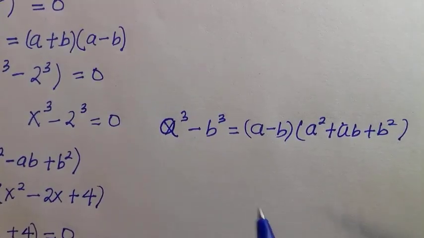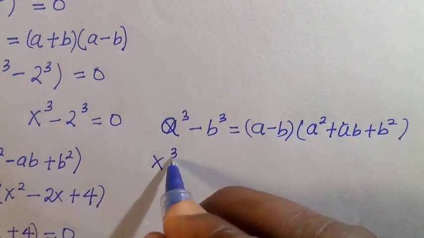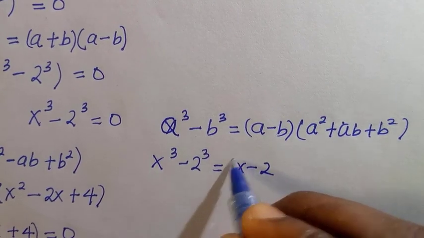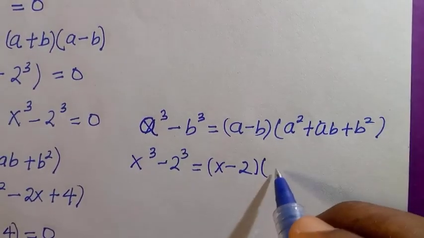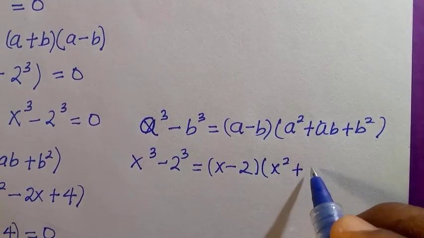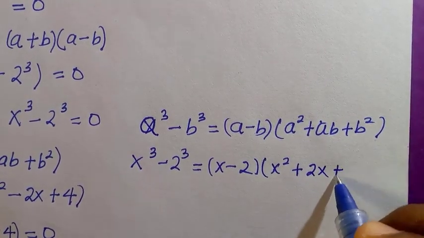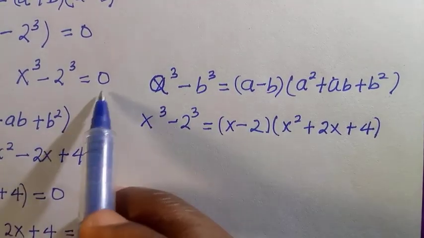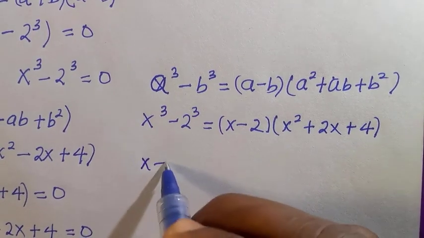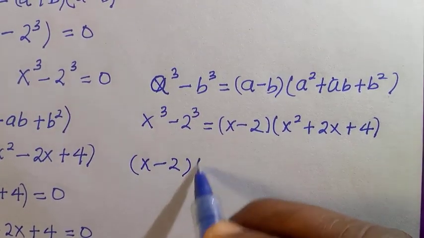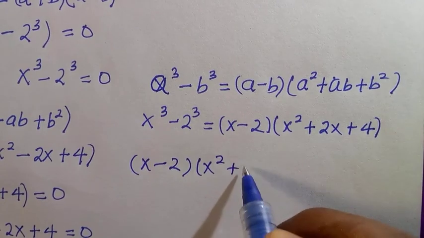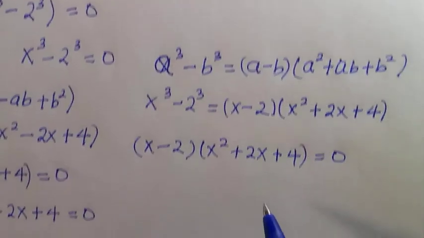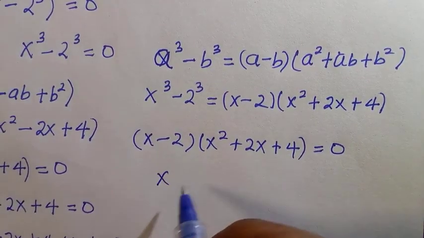And if I do the comparison with x raised to the power 3 minus 2 raised to power 3, it equals x minus 2, bracket open, x raised to power of 2 plus 2x plus 4. And then if x raised to power 3 minus 2 raised to power 3 equals 0, we have x minus 2, bracket open, x raised to power of 2 plus 2x plus 4 equals 0. And it's either x minus 2 equals 0 or the other one equals 0.